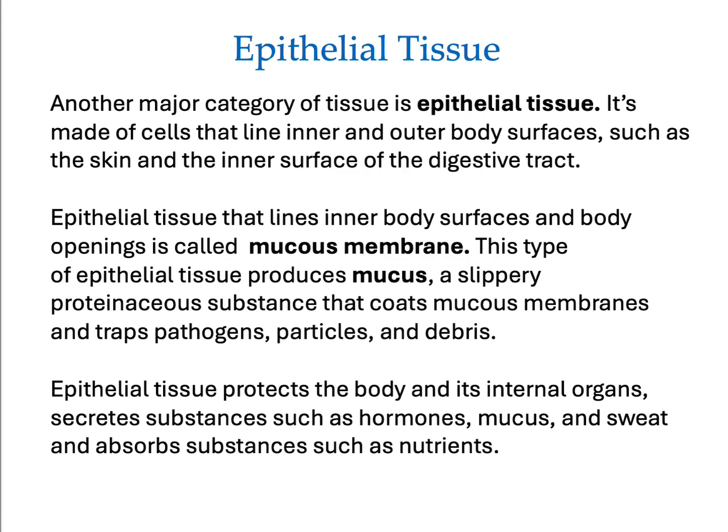Another major category of tissue is epithelial tissue. It's made of cells that line inner and outer body surfaces, such as the skin and the inner surface of the digestive tract. Epithelial tissue that lines inner body surfaces and body openings is called mucous membrane. This type of epithelial tissue produces mucus, a slippery, proteinaceous substance that coats mucous membranes and traps pathogens, particles, and debris. Epithelial tissue protects the body and its internal organs, secretes substances such as hormones, mucus, and sweat, and absorbs substances such as nutrients.